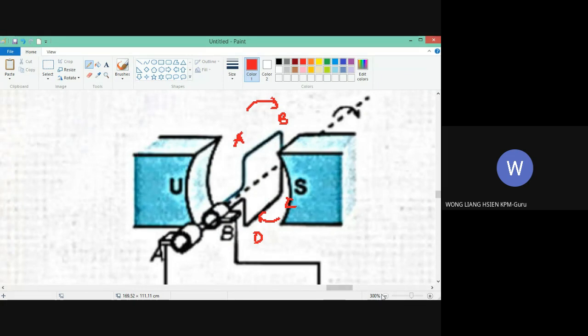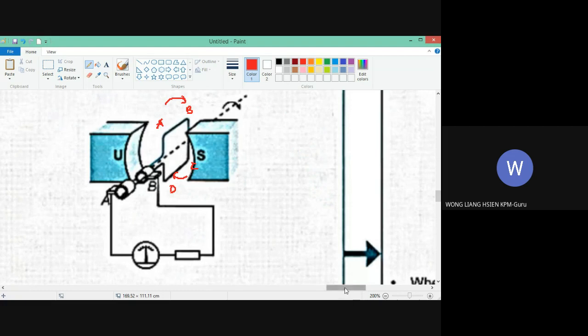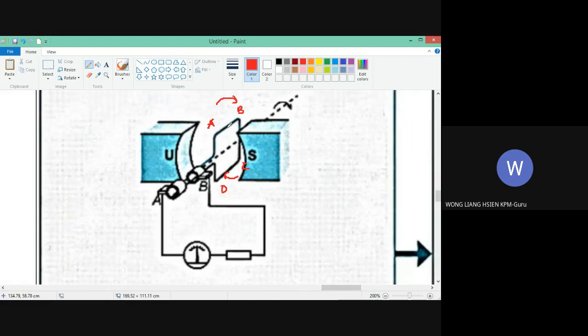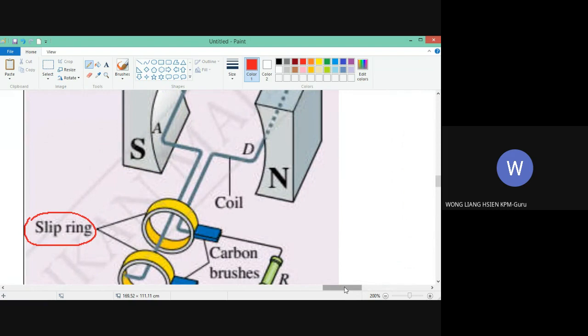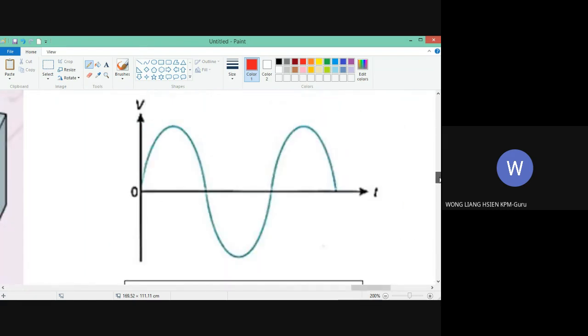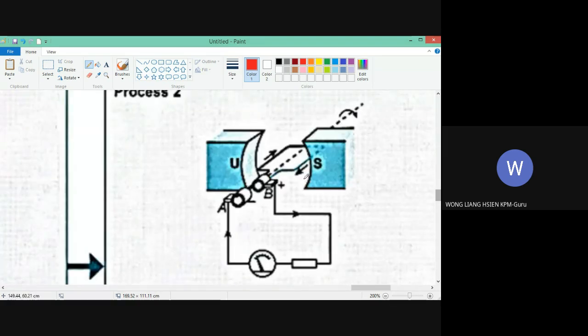Now, how does it work? Here, there is no induced EMF, so no current. Let's continue the process with no current. From the graph, the graph is here, 0 volt. And then we go to process 2.